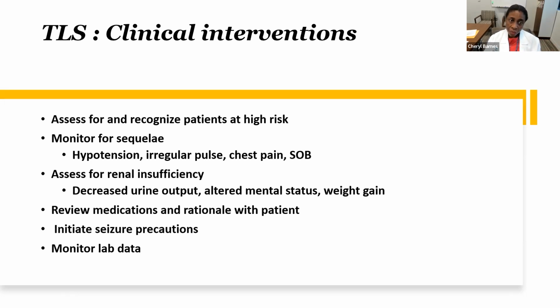Assess for renal insufficiency, so decreased urine output, altered mental status, weight gain, which would likely be from urinary retention. Review medication and rationale with the patient. For some of them, we have to make sure that we initiate seizure precautions, because that's one of the things that could happen with tumor lysis. And we have to monitor the labs and make sure that we keep people within the right electrolyte balance.